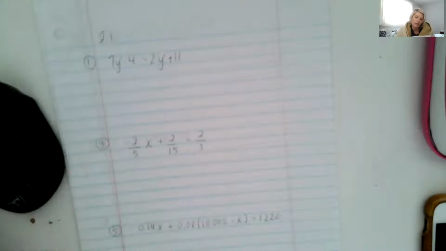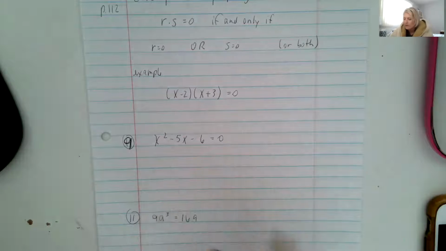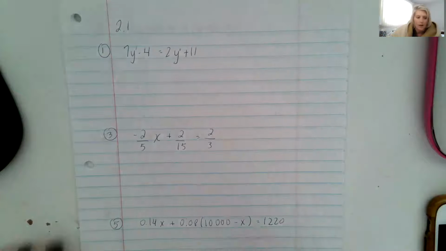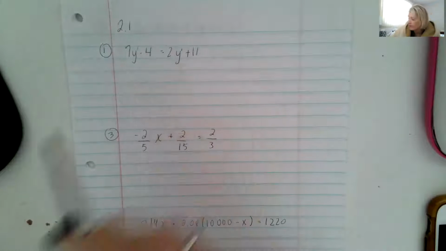Okay. The other type of equation that we're going to solve today is equations that have a square in them. So like number 9 here has a square. So we're going to learn strategies to solve both of those. So we're going to start with problem number 1. This is from your book, and the problems begin on page 115.